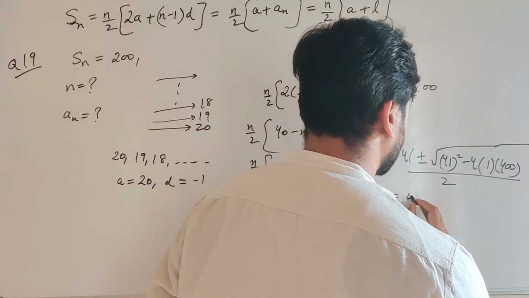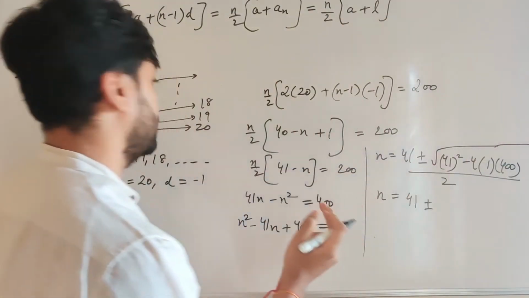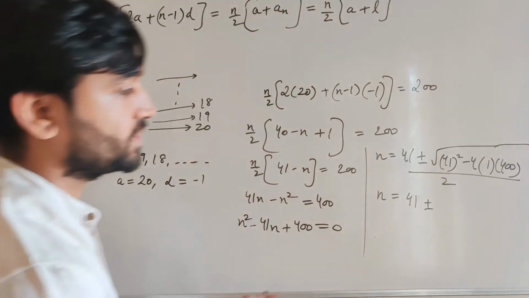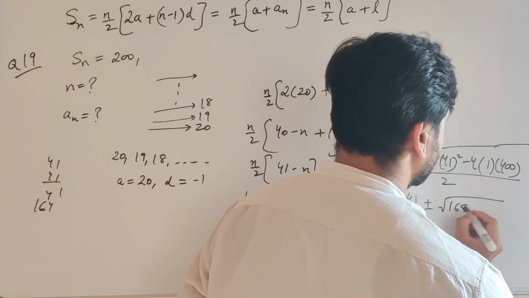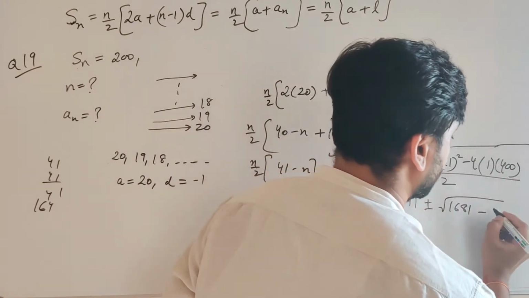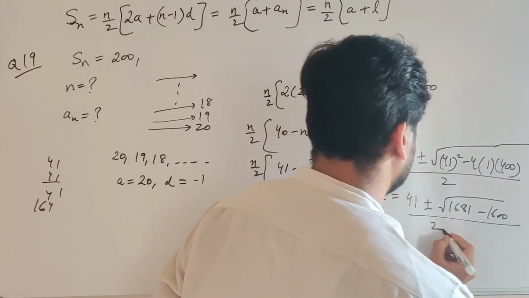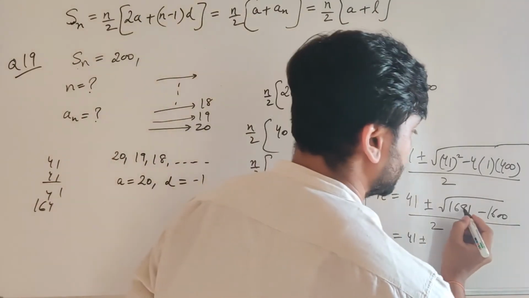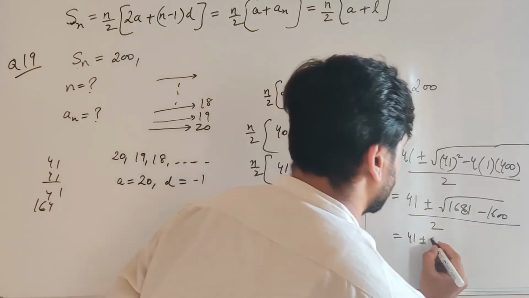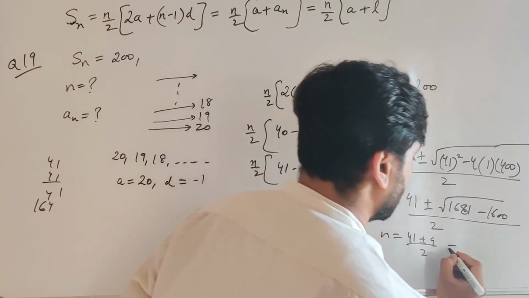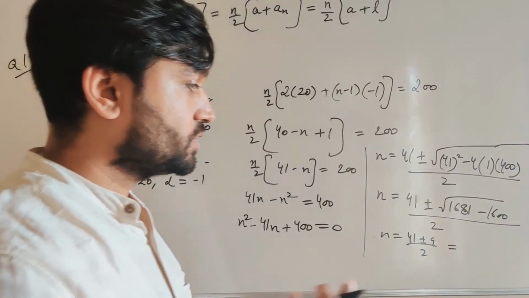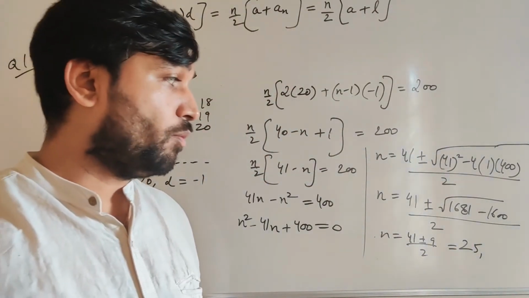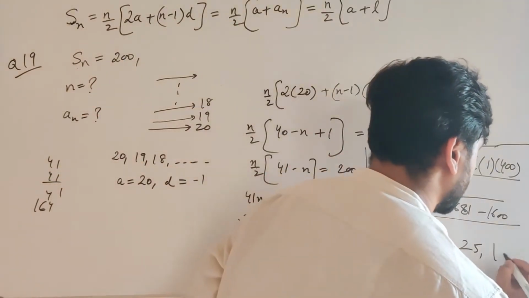So we just simplify further. So 41 plus or minus root of 41 square. So 41 square I'll quickly find. So we'll get 1681, minus 1600. Whole divided by 2. So this is 41 plus or minus root of 1681 minus 1600, which will give you 81. Square root of 81 is 9, by 2 is n. So once you take plus, once you take minus. So 41 plus 9, 50 by 2, 25. 41 minus 9, 32 by 2, 16.